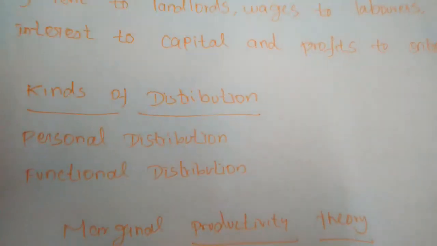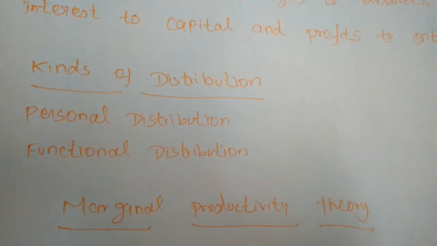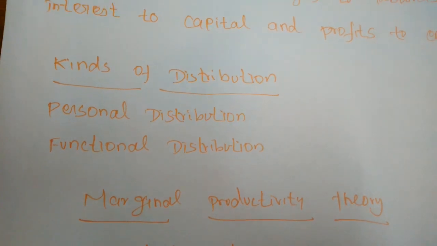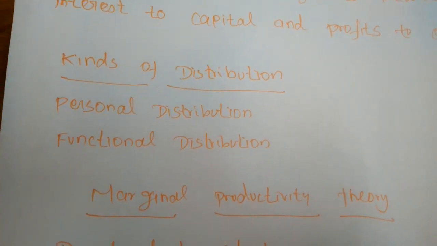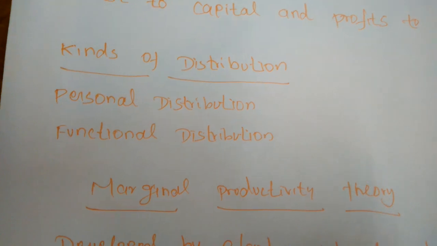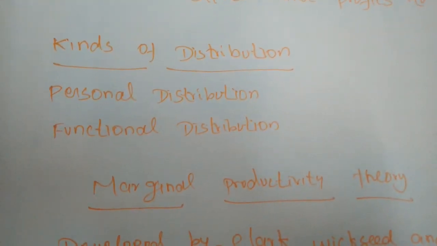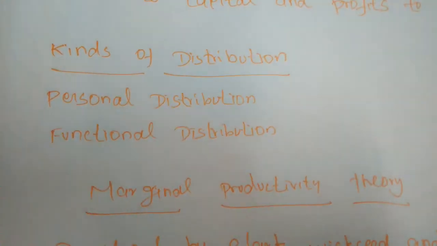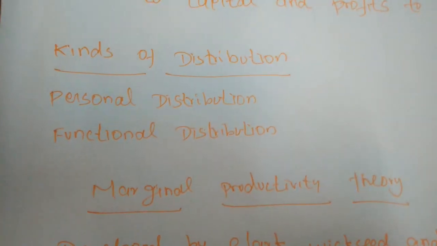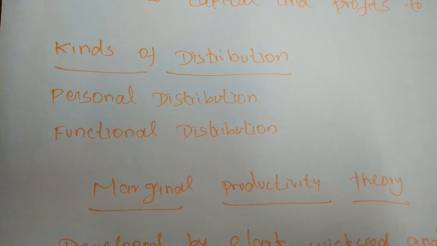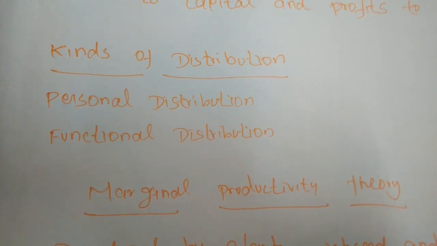Next, the kinds of distribution. How many types of distribution are there in this analysis? Two types of distribution are there. The first one is personal distribution and the second is functional distribution. Personal distribution is the distribution of national income among individuals.